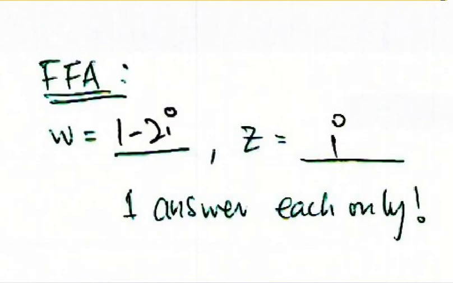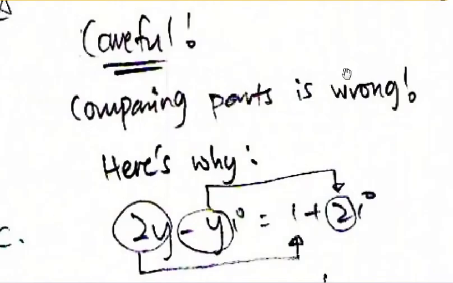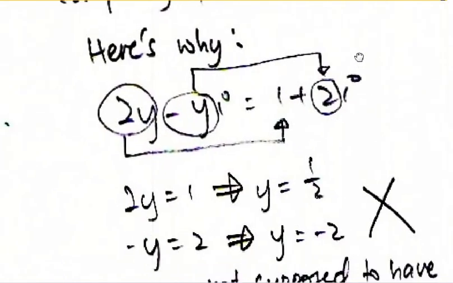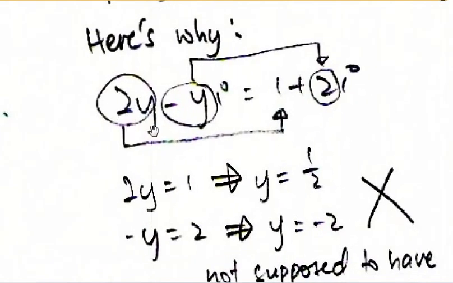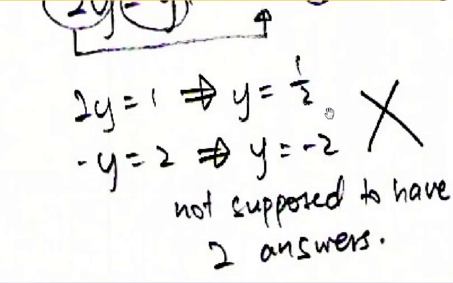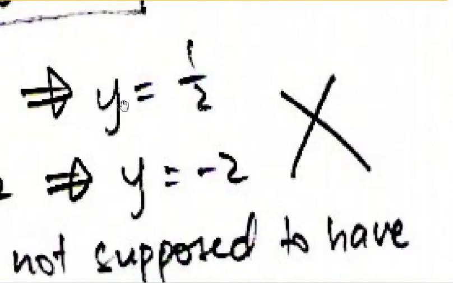This is what happens if you try to use comparing of parts to work this out. You are going to end up with 2y equating 1 to 1 and minus y equating to minus 2i. Solving it, you would yield two answers for y. y cannot be 1 over 2 and minus 2 at the same time because we are not dealing with a quadratic equation.